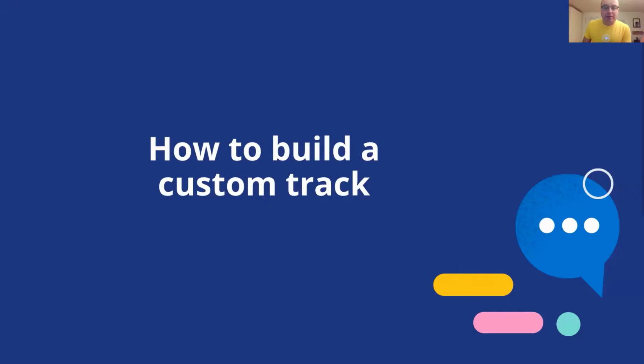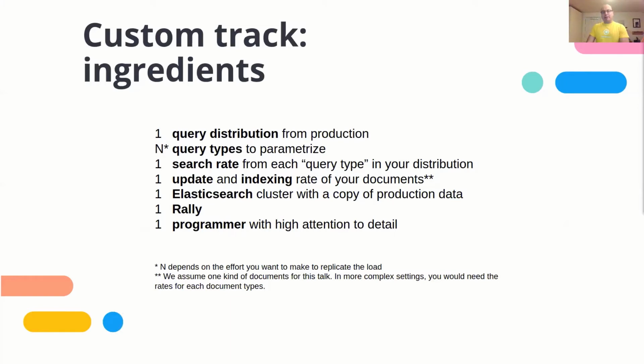So how to build a custom track? What you need are the following ingredients. First, one query distribution from production. You need to know also the query types to parameterize. And here, N depends on how much you want to resemble your production load.